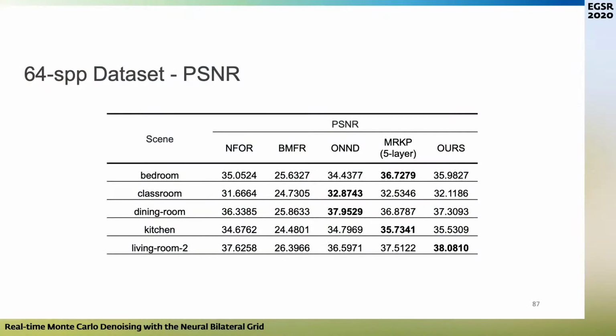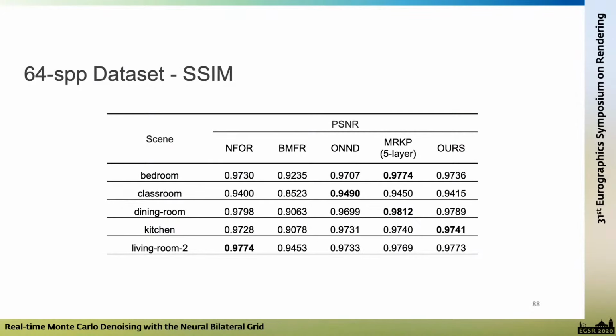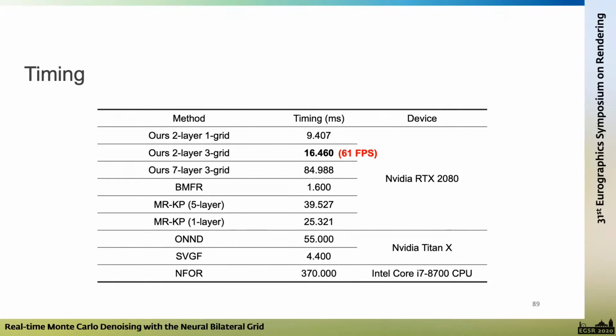It can be observed that our method provides high PSNR and SSIM. To measure the time cost of denoising, we apply all the denoisers on the same test set. The mean time cost to denoise a frame is averaged over all the 1SPP test frames.